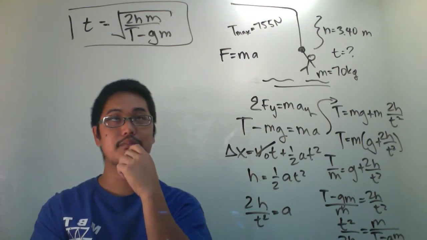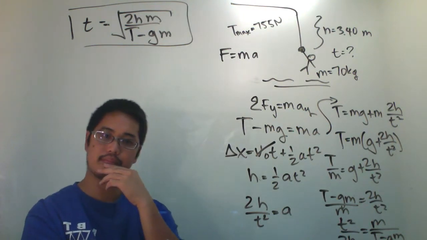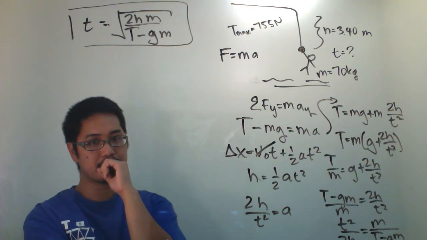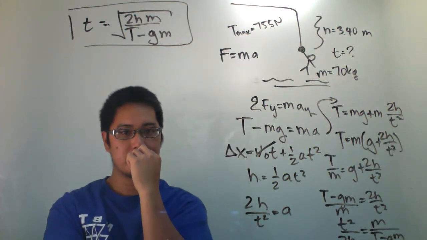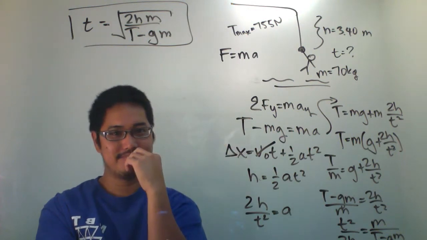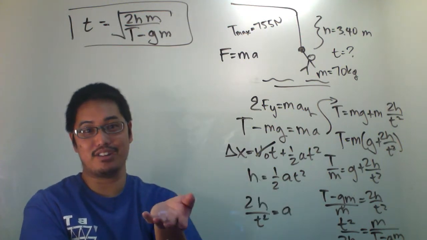Got it. Okay. What about H? If H got really big, what would happen to time? Look at the equation. It would take a little bit longer to bring them out because you have to bring them out a further distance. It's a bigger distance. Obviously, if the cliff were bigger, it would take longer.